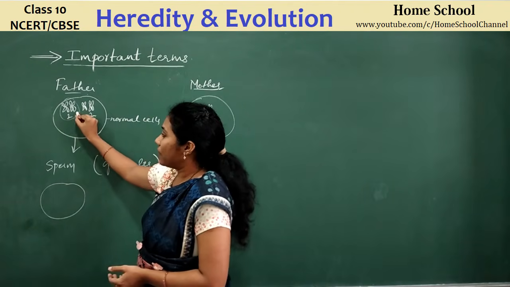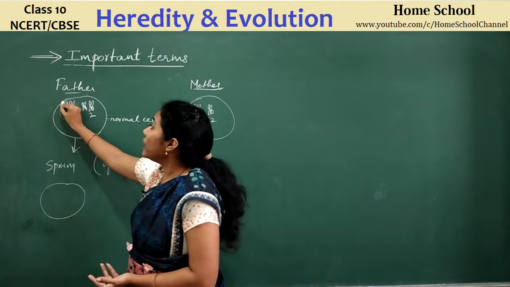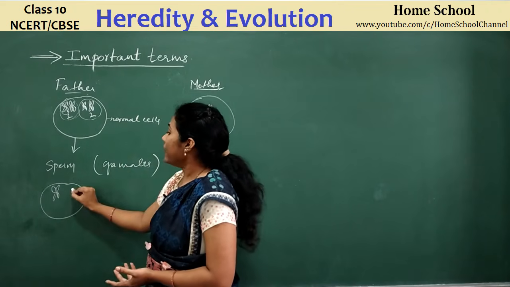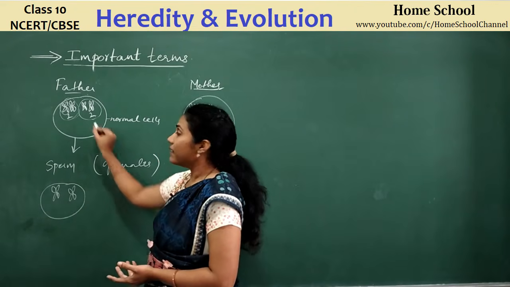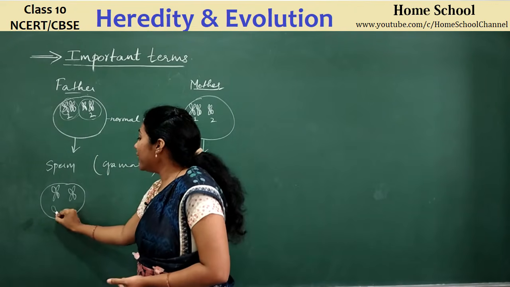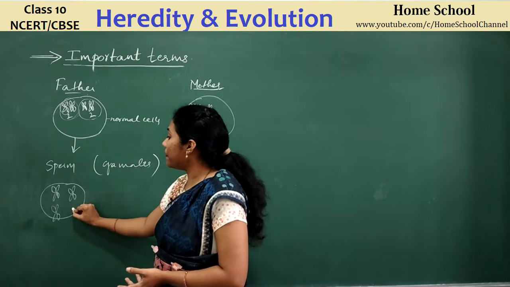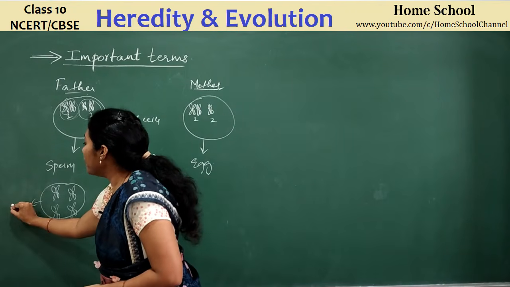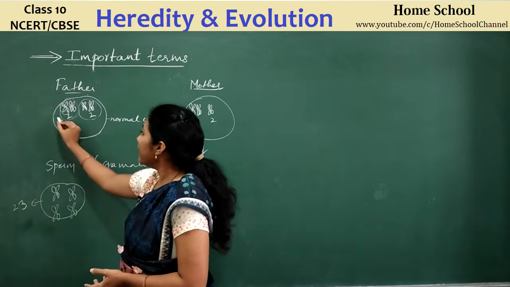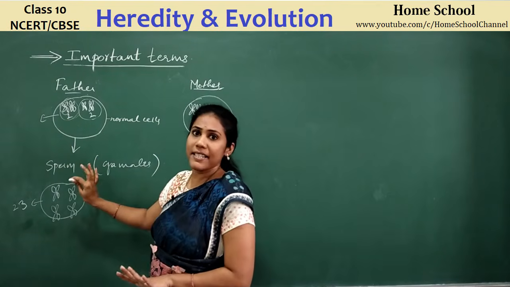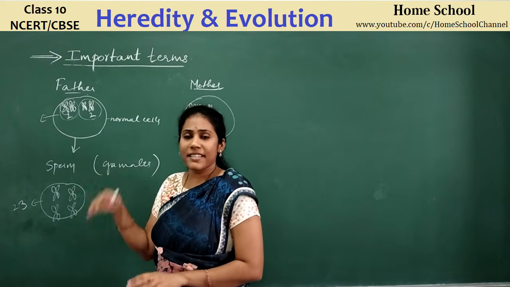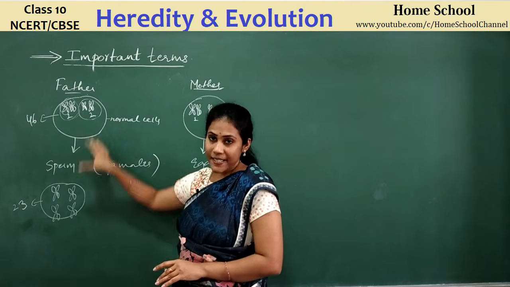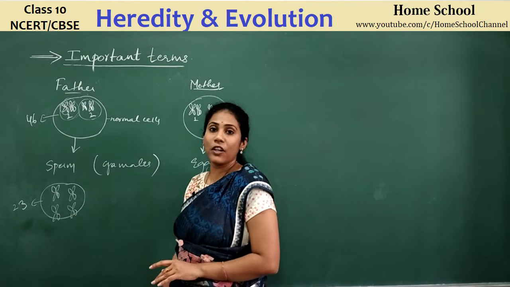And in the sperm, from the first pair, only one chromosome would be present. From the second pair, one chromosome only is present. Similarly, from the third pair, only one chromosome will come. From the fourth pair, only one will come. So in case of sperm, how many chromosomes would be there? 23, guys. In all his normal cells, skin cells, muscle cells, 46 are there. But in his sperm, all 46 chromosomes will not be there, guys.